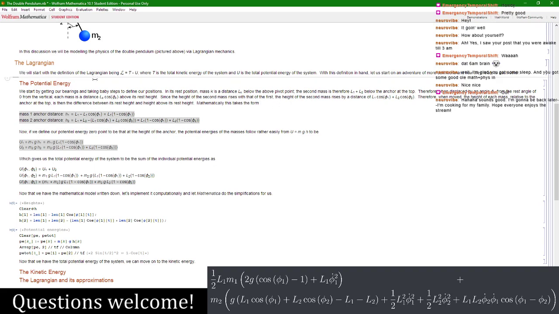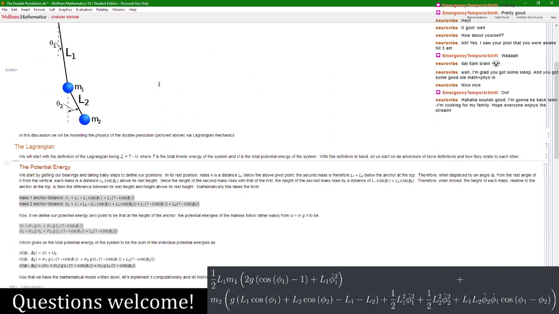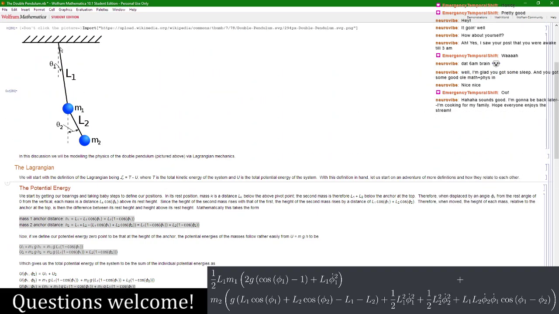So, considering this diagram and kind of in our heads thinking about if it's just hanging straight down, where both masses are just hanging straight down, we're going to call that the rest position.